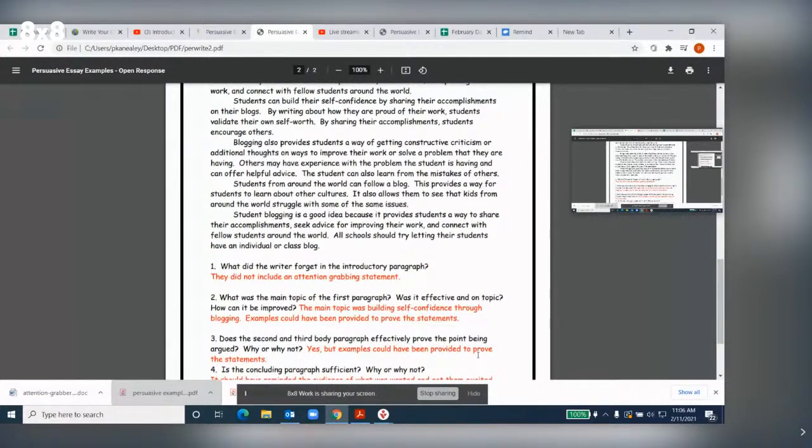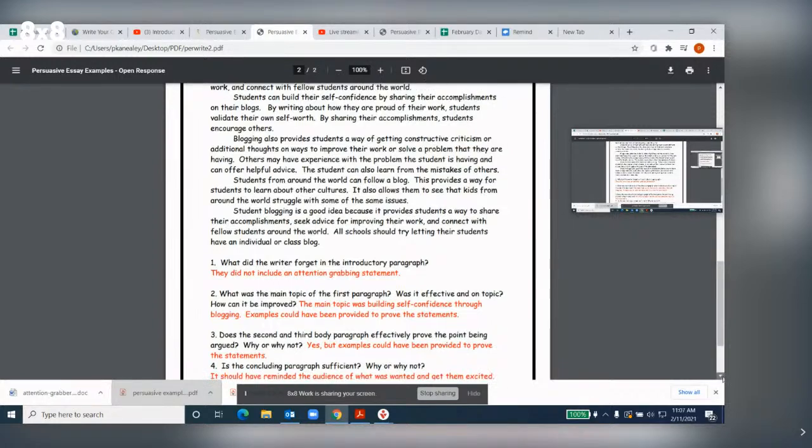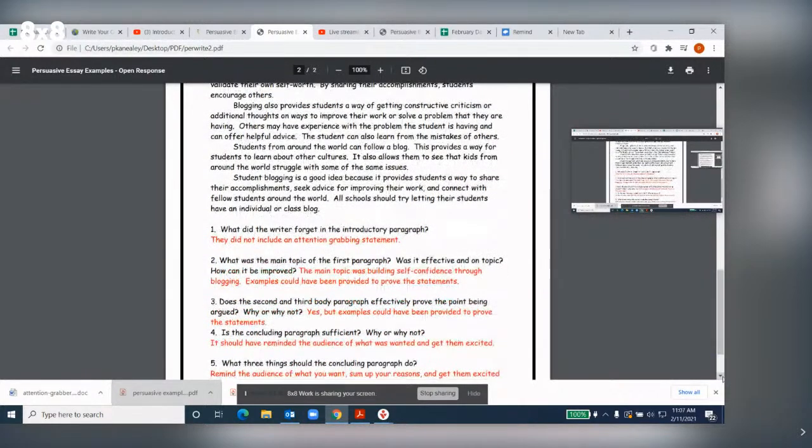It says, "Student blogging is a good idea because it provides students a way to share their accomplishments, seek advice for improving their work, and connect with fellow students around the world. All schools should try letting their students have an individual class blog." I think that one would be okay. It says it should remind the audience what it wanted to get them excited. So once again, there's not really an attention grabber in there.